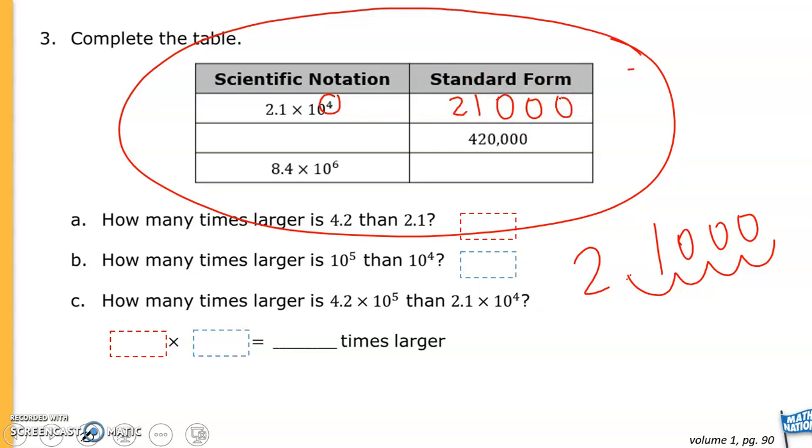Then in the second one, 420,000, I'm putting the decimal between the 4 and the 2. It's always times 10. And I'm going to count 1, 2, 3, 4, 5 spaces, so 10 to the 5th. And 8.4 times 10 to the 6th, I'm going to move it once, and then I need 5 more zeros, so 84 with 5 zeros, which is the number 8,400,000.